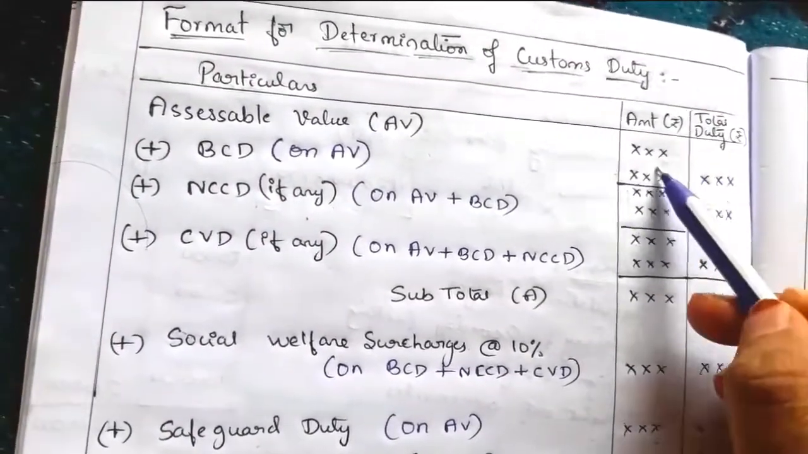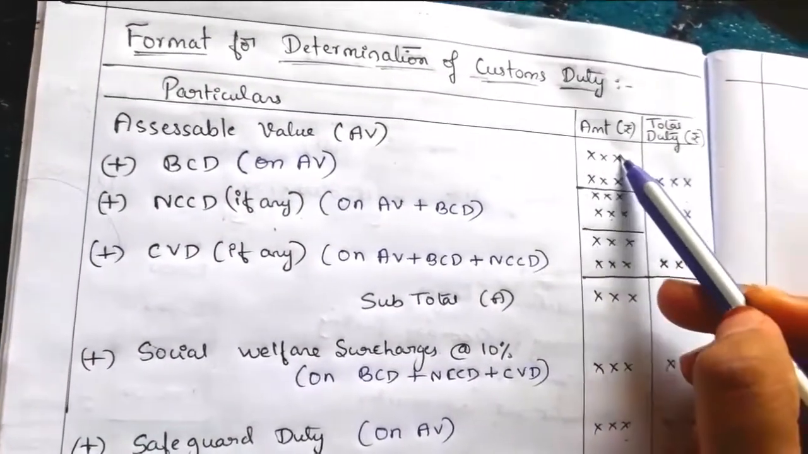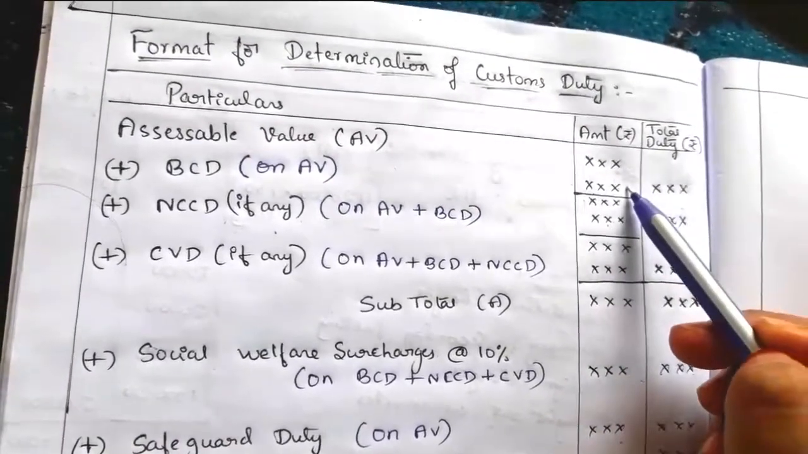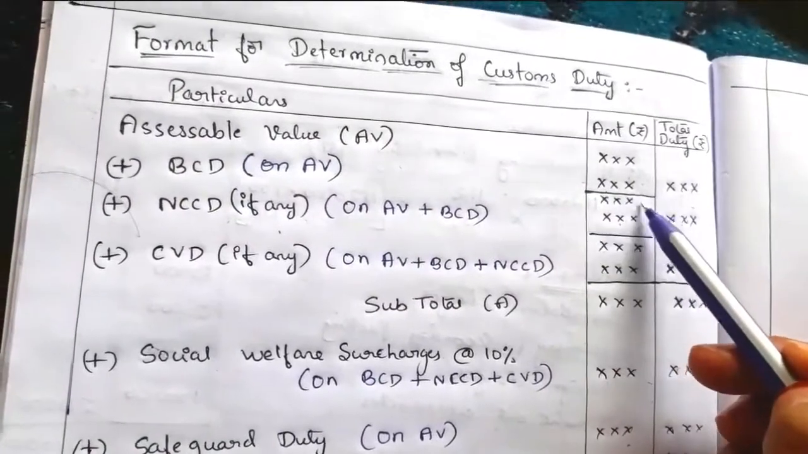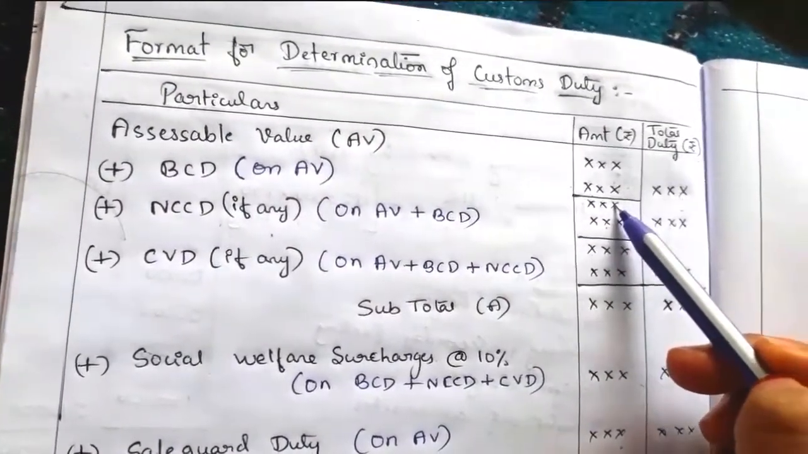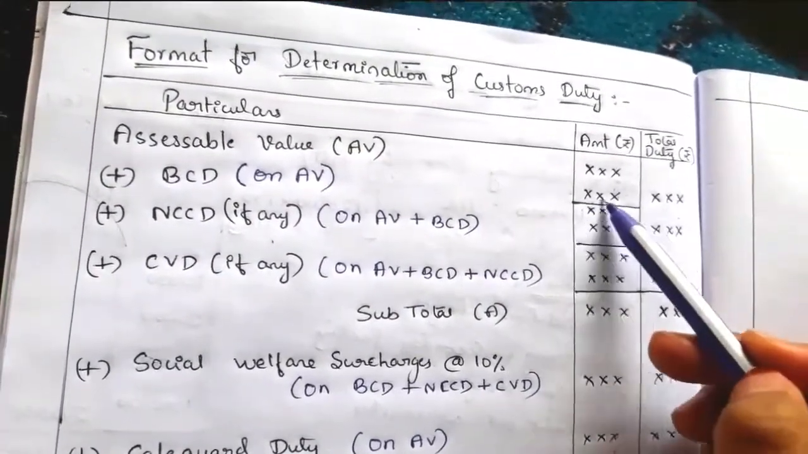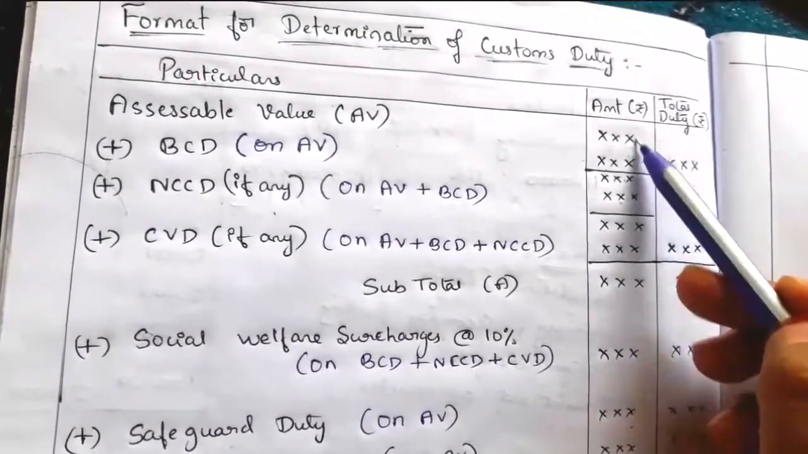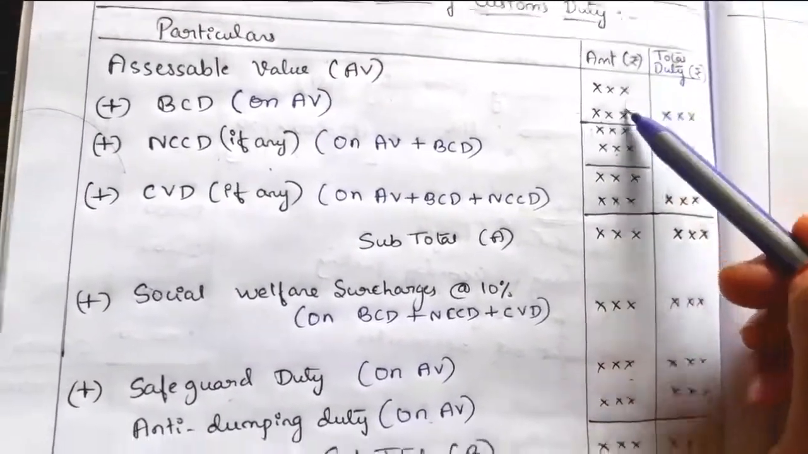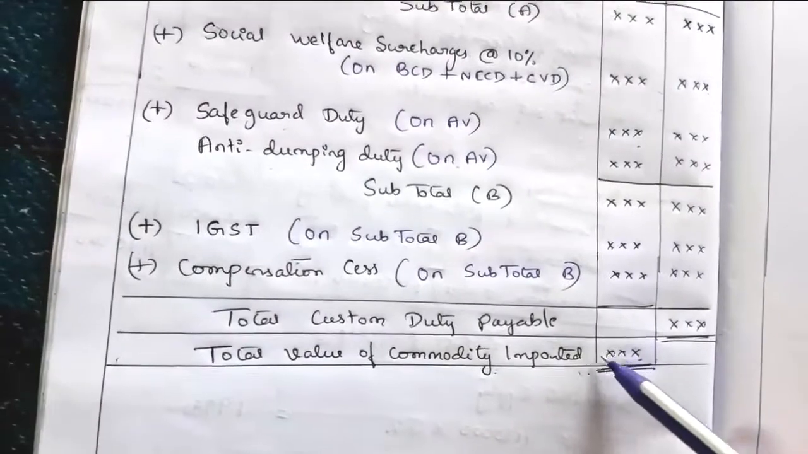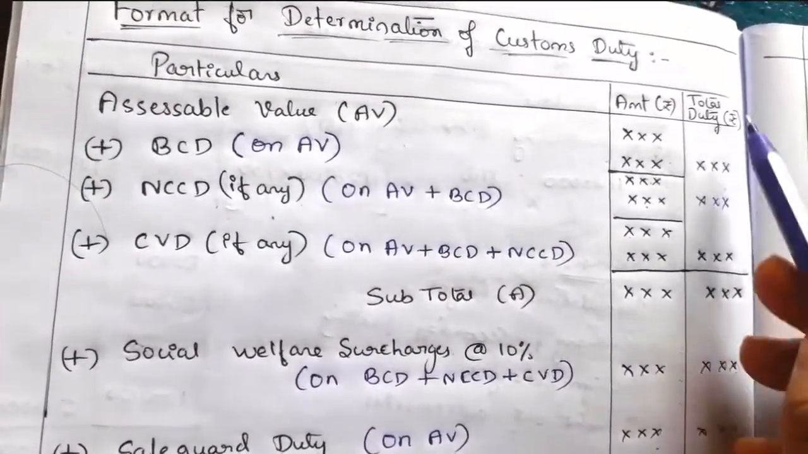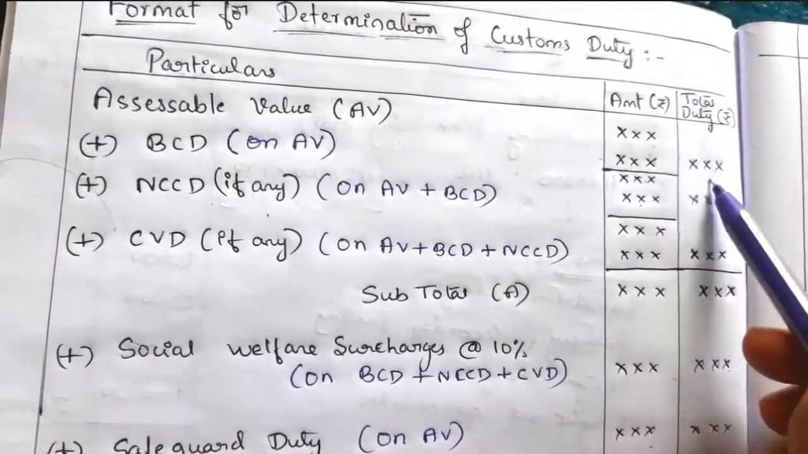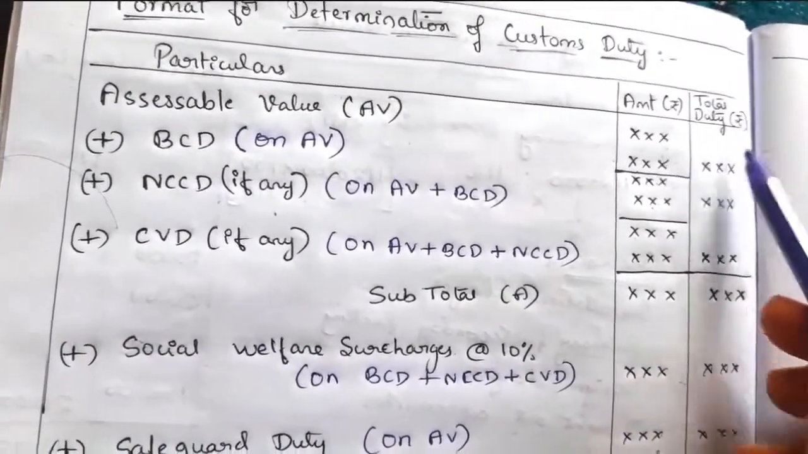This is the total along with the assessable value, along with the value of goods. After adding the taxes along with the value, it is the value including tax, that is, the assessable value including tax. This column we calculate to find the total value of the commodity imported. So in the second column, the total duty column, we should not take the assessable value.